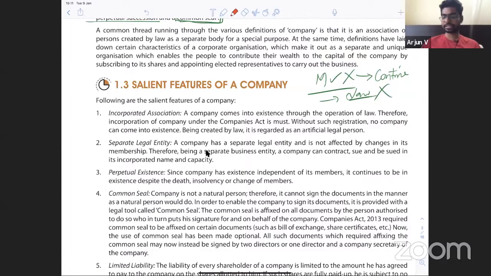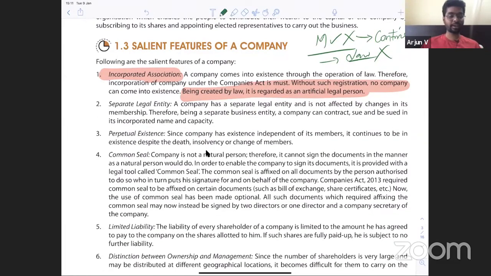See the first part of it. I told you guys that the company is incorporated as per law. The company is incorporated as per what? Law. So for a company to come into existence, it is compulsory that it has to be registered under the company's law. Only if it is registered under company law, it is going to come into existence. Second one, what did I say? It has a separate legal entity.